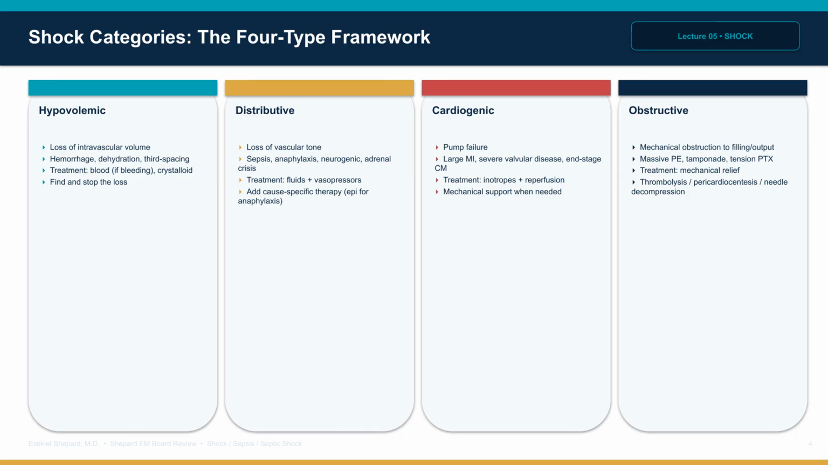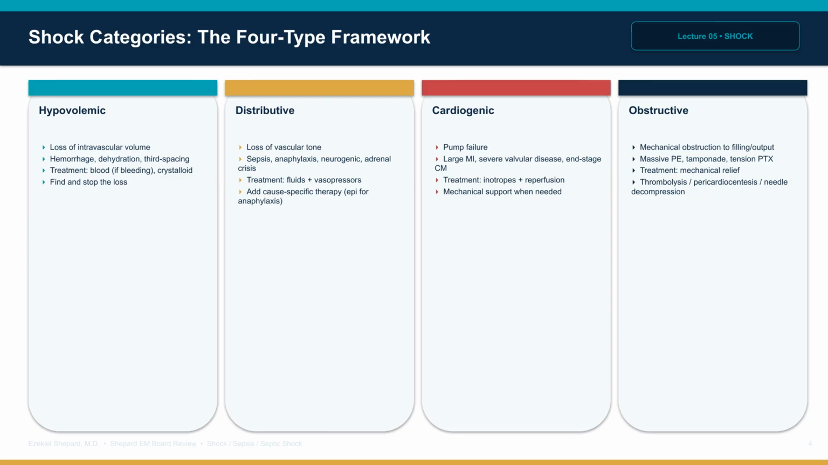Shock falls into 4 physiologic categories, and the treatment for each is different. Hypovolemic shock is loss of intravascular volume from hemorrhage, severe dehydration, or third spacing. Treatment is volume replacement, ideally blood for hemorrhage. Distributive shock is loss of vascular tone from sepsis, anaphylaxis, neurogenic causes, or adrenal crisis. Treatment is fluids and vasopressors, with disease-specific therapy like epinephrine for anaphylaxis.